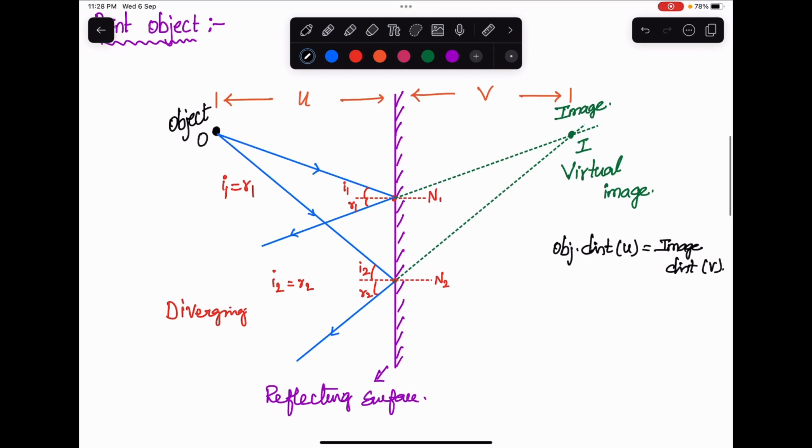The next part, that is the same image formation by a plane mirror for an extended object, will be seen in our next video.